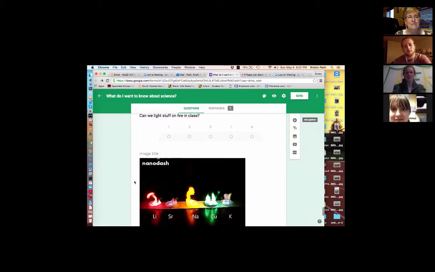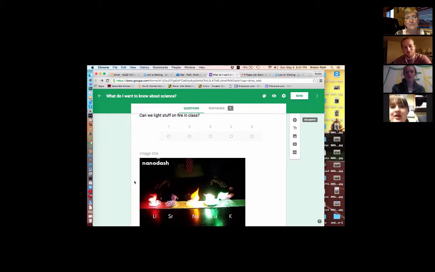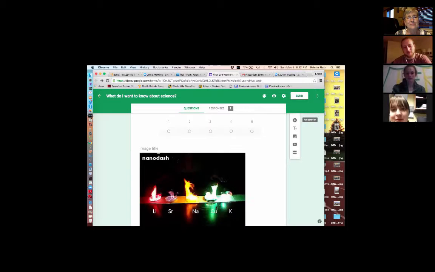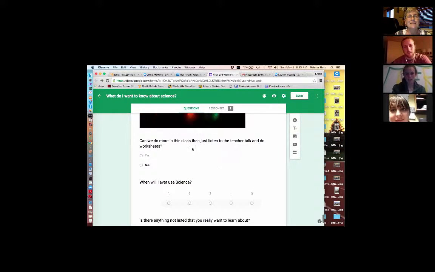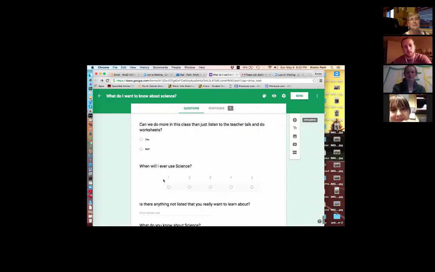We found this little animated GIF picture that we were really excited actually moved in our Google form. It shows you the chemical reaction so that the students, if we don't get into that, can look into it more. Another one is, can we do more in this class and just listen to the teacher talk and do worksheets, or do they want to do more hands-on stuff, which hopefully is a yes. Yes, hope so too.